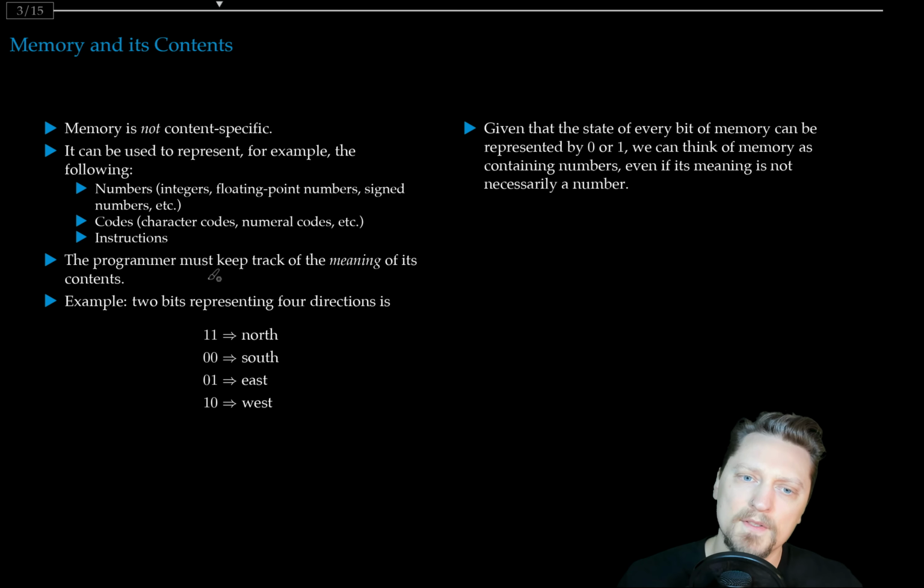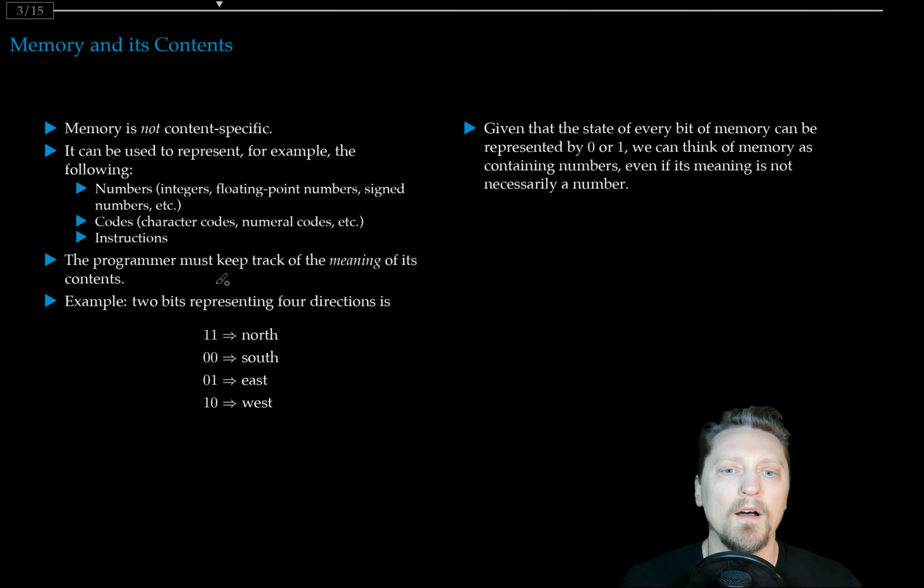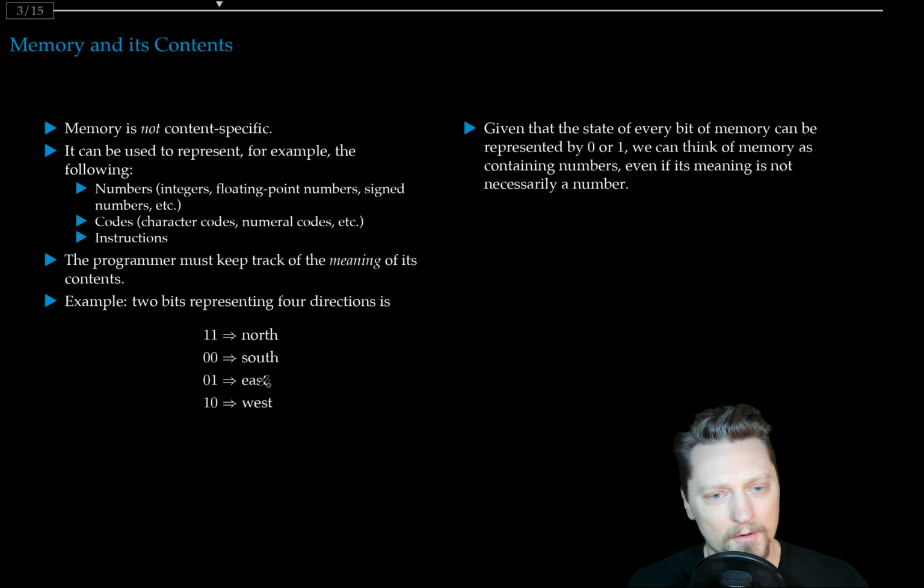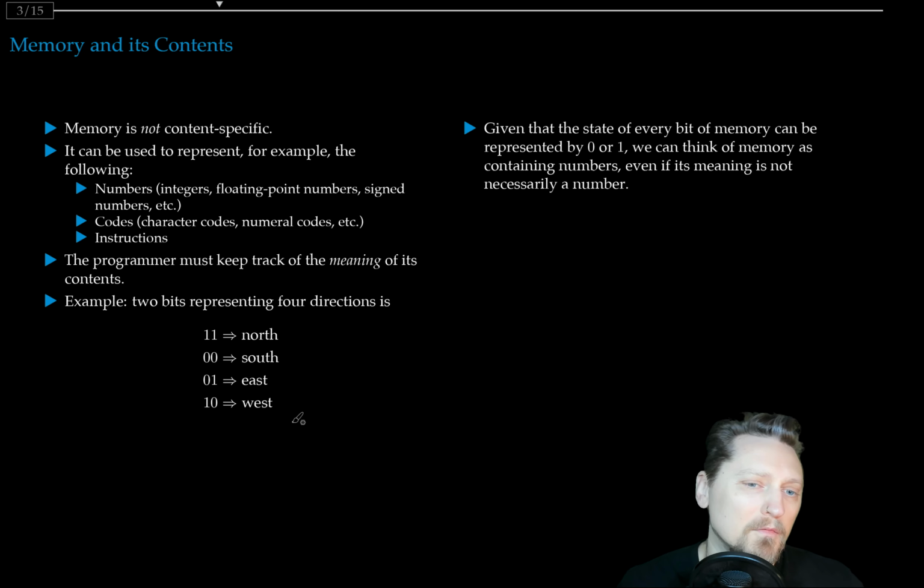The programmer must keep track of the meaning of the contents of memory. Example, 2 bits could represent each of the 4 directions. So we could have 1, 1 represent north, 0, 0 south, 0, 1 east, and 1, 0 west. But I just chose those pairings because they were the obvious ones that made sense. No, because it was an arbitrary choice. I could have chosen 0, 0 to be north, for instance.